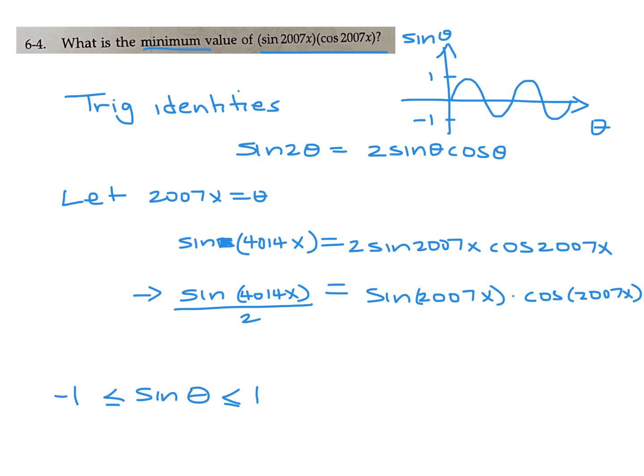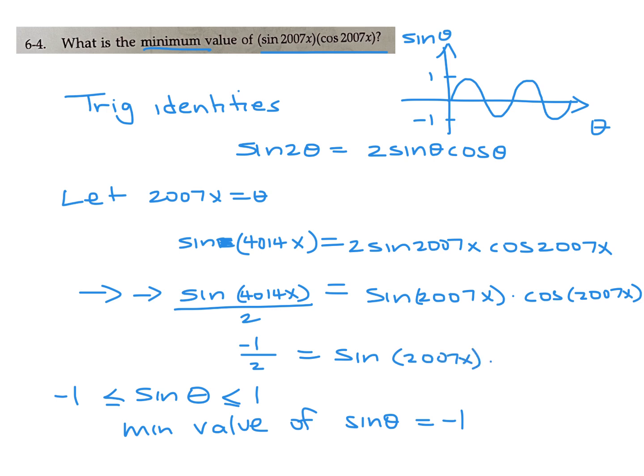Now they're asking for the minimum. So the min value of sine theta is -1. That's the lowest it can be. So just substitute that into here. So that would be -1 over 2 is equal to the sine of 2007x times the cos of 2007x. And that's pretty much what they're looking for. So -1/2 is the answer.